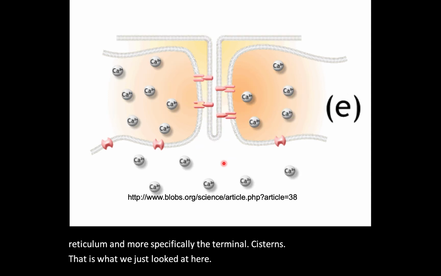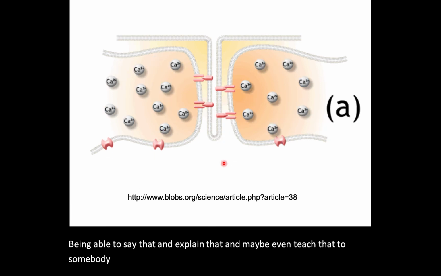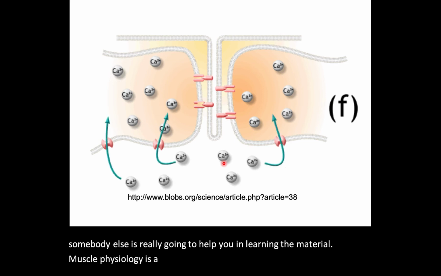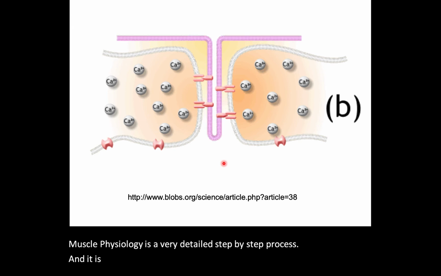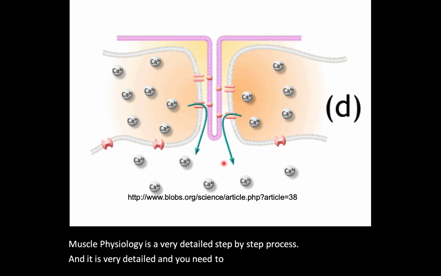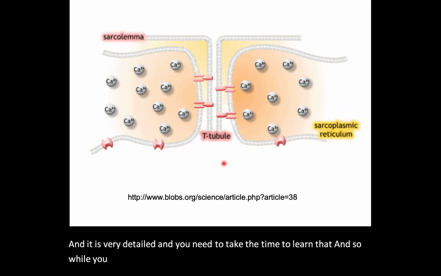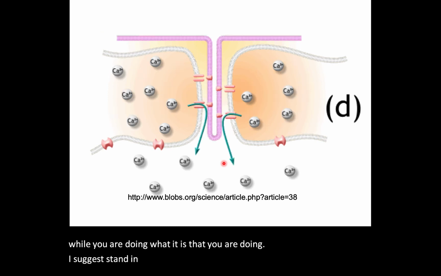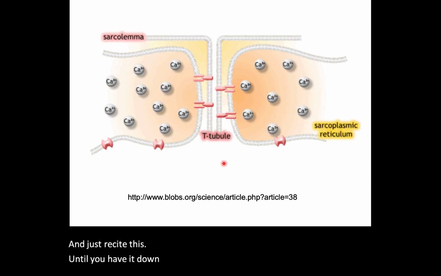Being able to say that and explain that and maybe even teach that to somebody else is really going to help you in learning the material. Muscle physiology is a very detailed step-by-step process. And it is very detailed. And you need to take the time to learn that. And so while you are doing what it is that you are doing, I suggest stand in front of the mirror and just recite this until you have it down pat, just like I did.